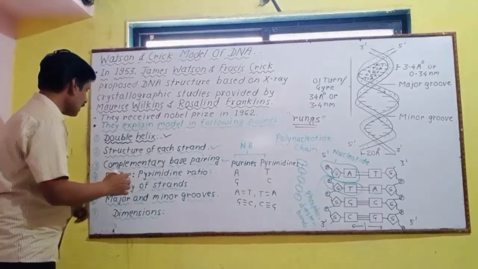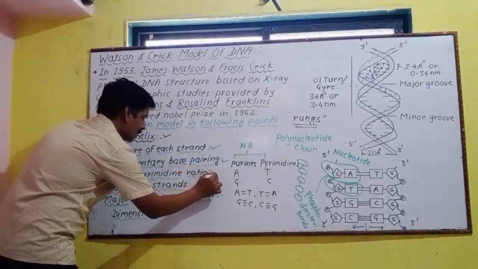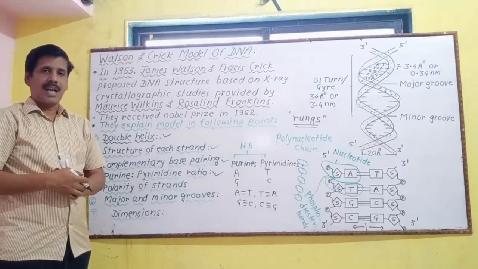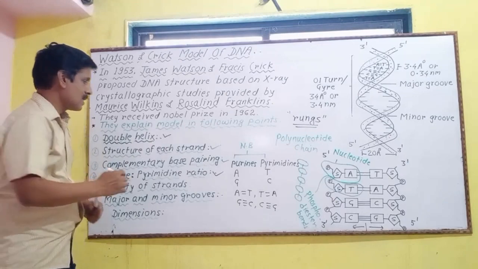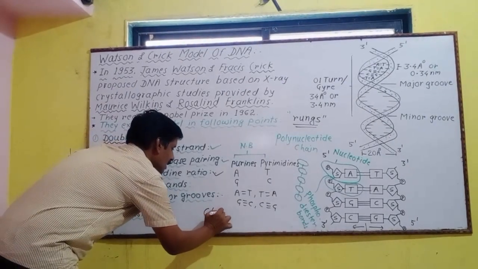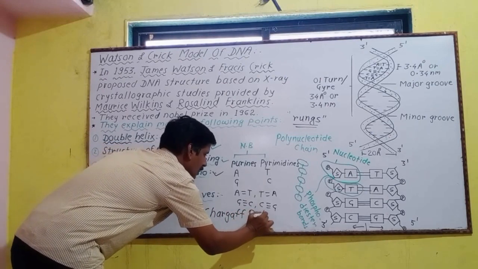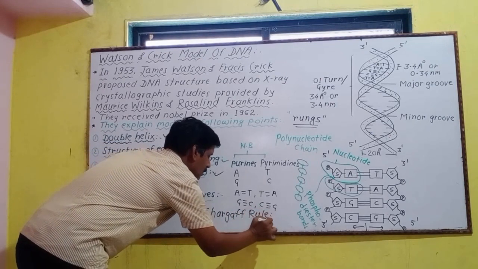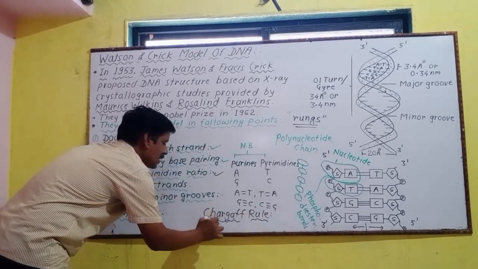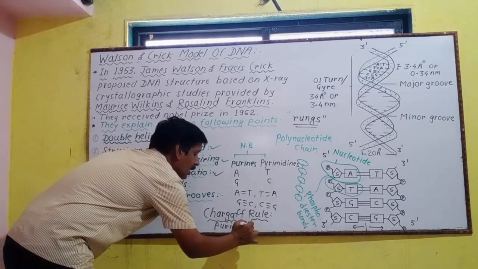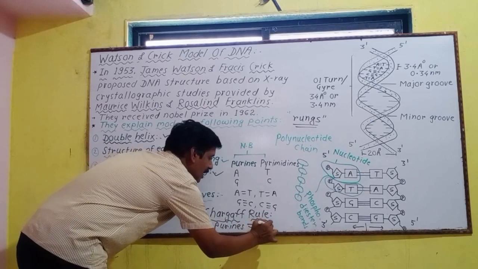Then regarding the purine-pyrimidine ratio, mind it well that according to Chargaff's rule, Chargaff is one of the scientists, in case of the DNA the purines are always equal to the pyrimidines.